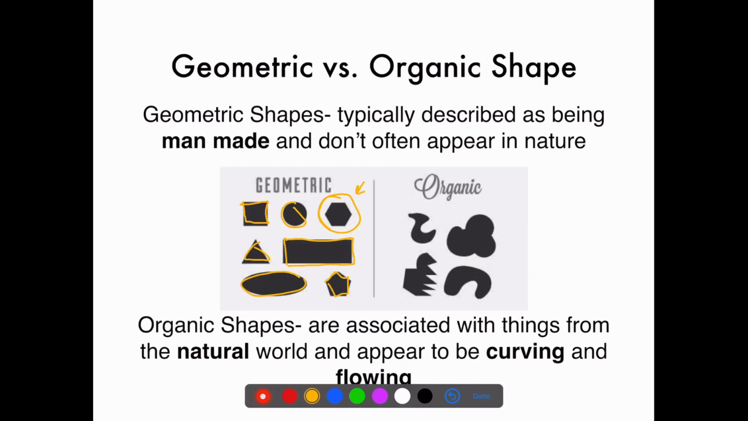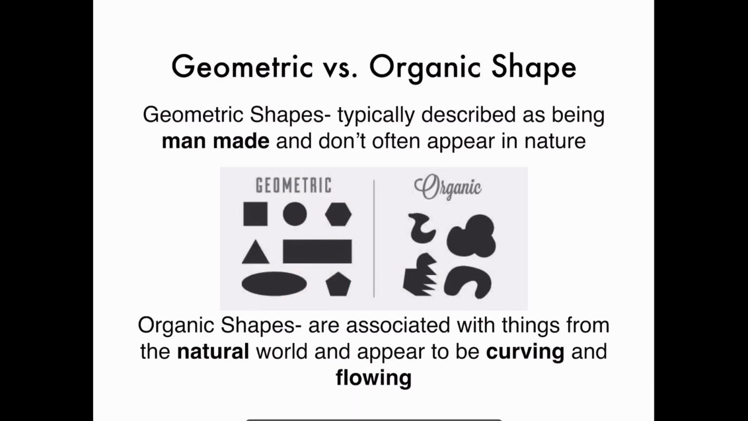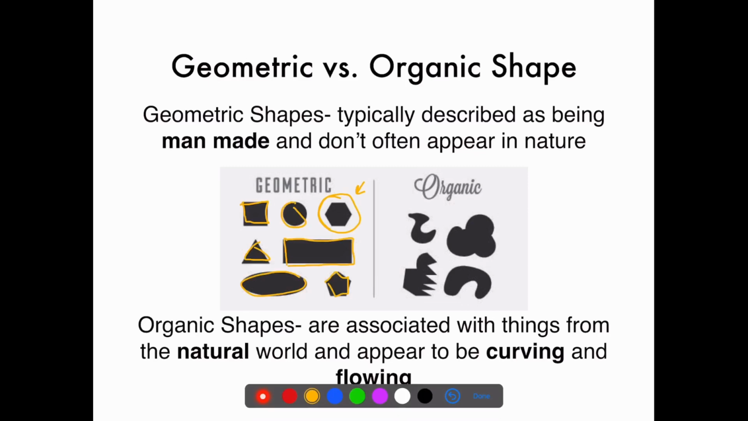However, organic shapes are associated with things from the natural world and appear to be curving and flowing. They almost look like something and it's very flowy, but you can't really quite give it a name. Like this kind of looks like it could be a cloud, but once again, look at how flowy those lines are. Much of a contrast to the really hard, rigid shapes that we're seeing on the left. So organic shapes are going to be really soft and round, very playful. They're going to look like things that you could potentially find if you walked outside in the woods.